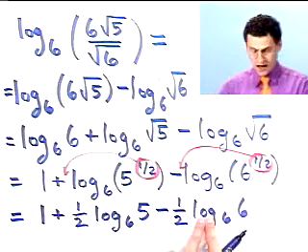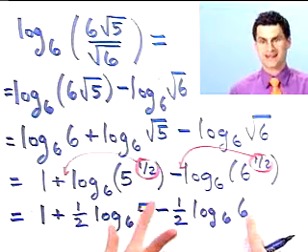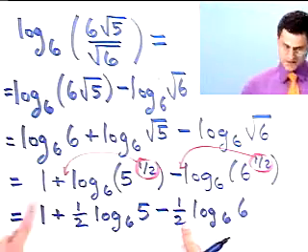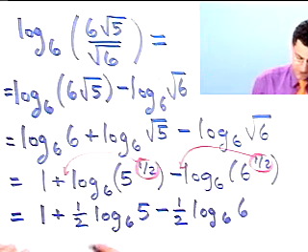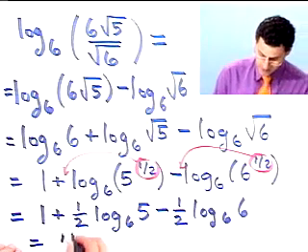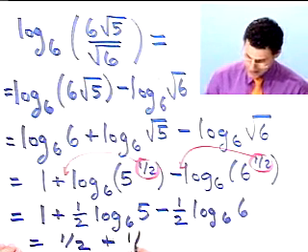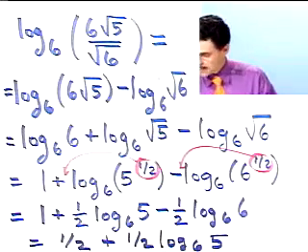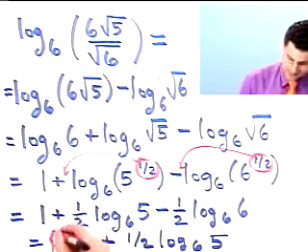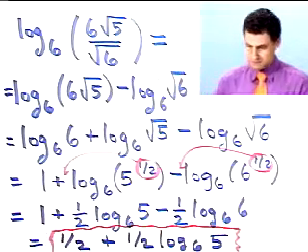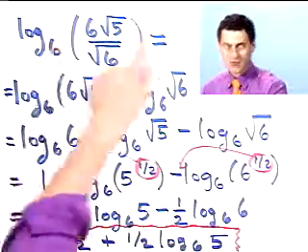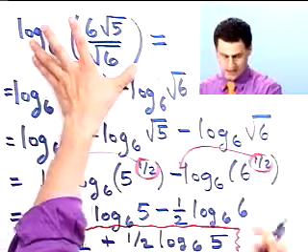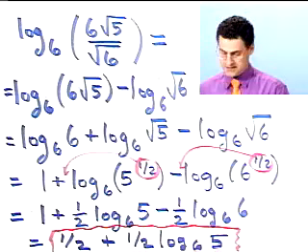Oh, wait a minute. Log base 6 of 6 is 1 again. So this number is just minus 1/2. And I've got a 1 out in front, so 1 minus 1/2 is just 1/2. So in fact, I see this equals 1/2 plus 1/2 log base 6 of 5. So in fact, that is the simplification of this really complicated thing. This complicated thing is identical in numerical value to 1/2 plus 1/2 log base 6 of 5.